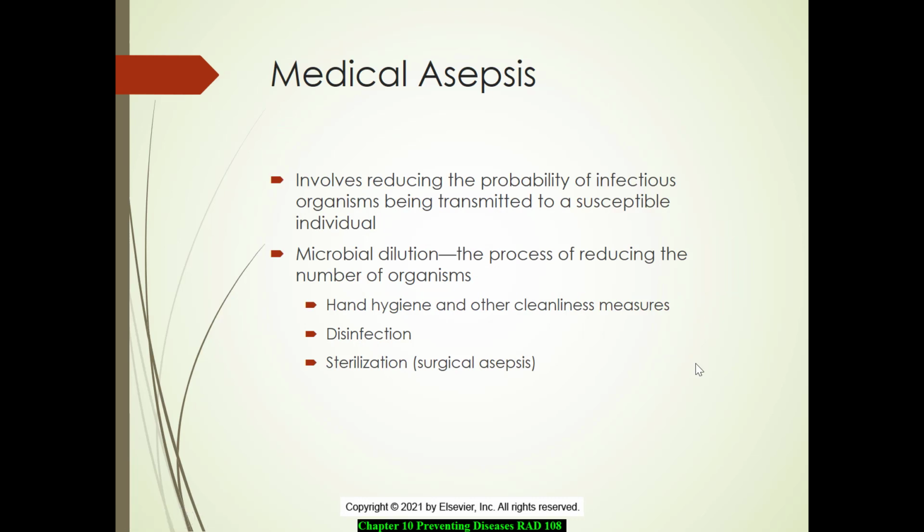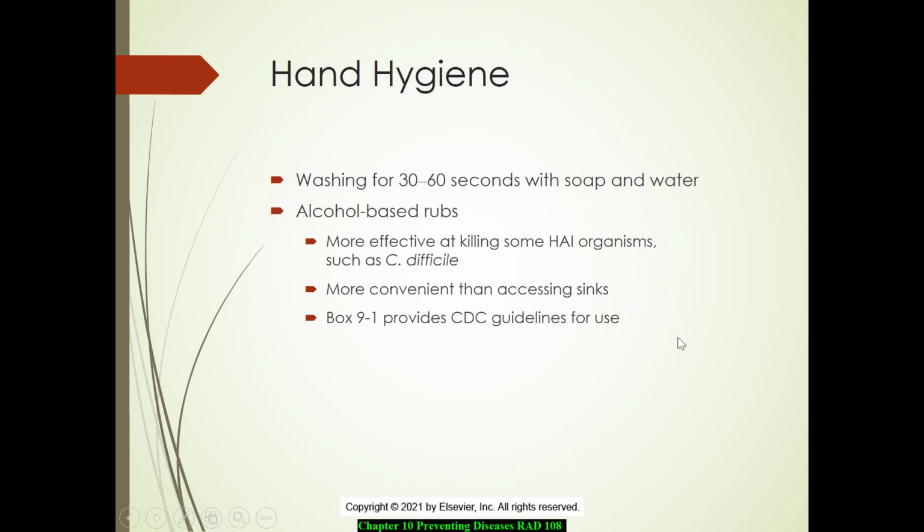The term medical asepsis deals with reducing the probability of infection. Those microorganisms, we want to reduce them from being transmitted. With these, we do have a process called microbial dilution, which is the process of reducing the number of organisms. We can do this by hand hygiene, disinfecting, and sterilization.